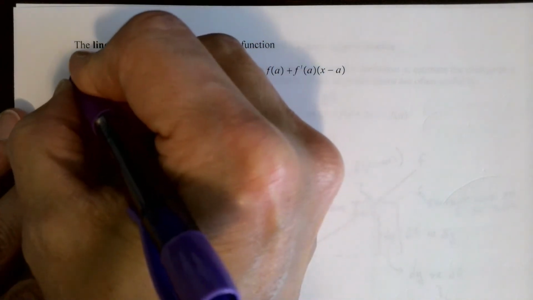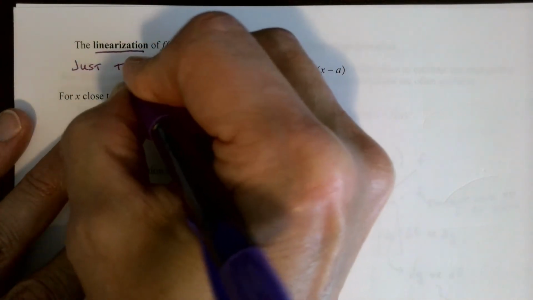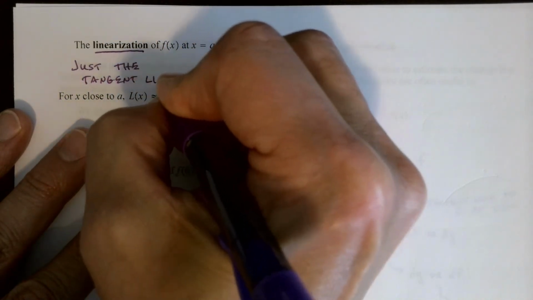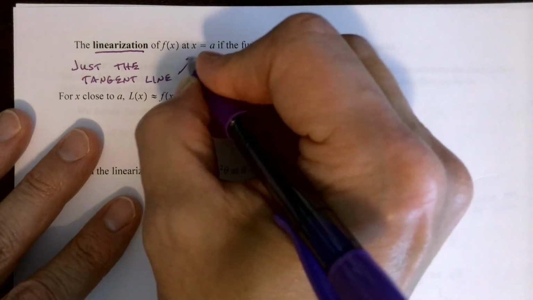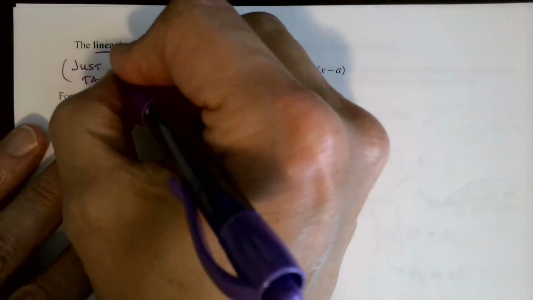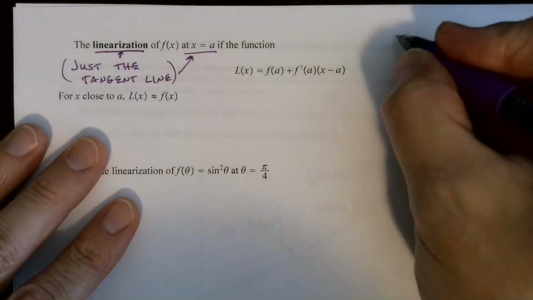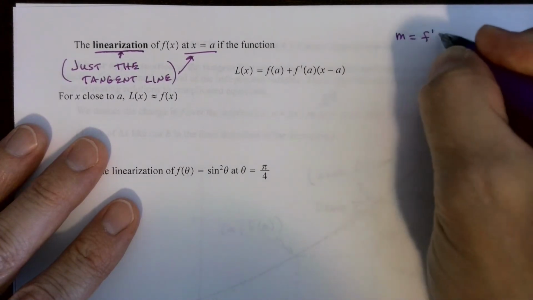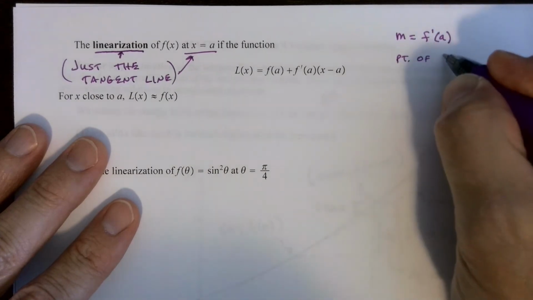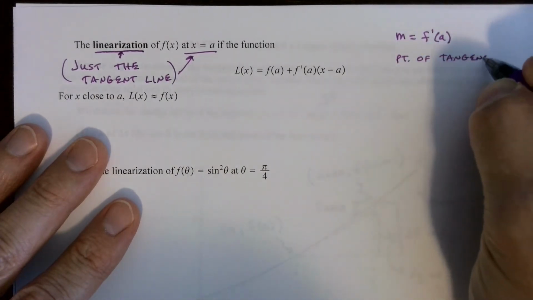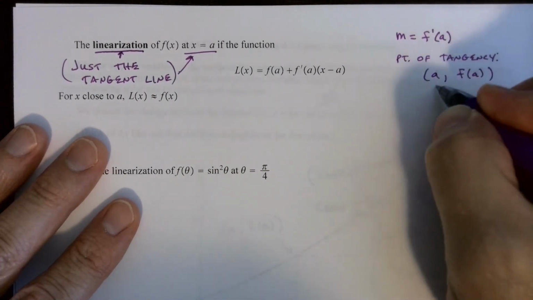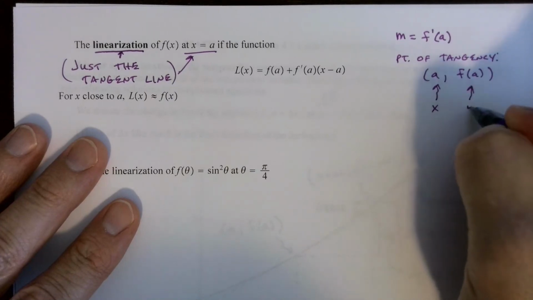So here it is. This is just the tangent line, of course, at x equal a. This is just the tangent line at x equal a. That's what this thing is. Okay, and in fact, the tangent line, the slope is what? F prime of a. All right, and what's your point of tangency? Where are you tangent to the function? At a comma f of a. All right, remember this would be the x value, this would be your y value.